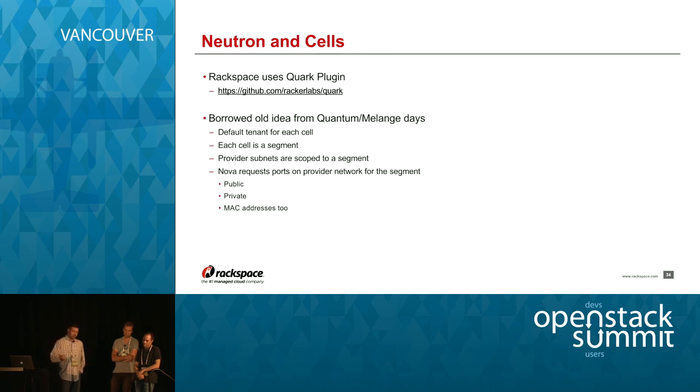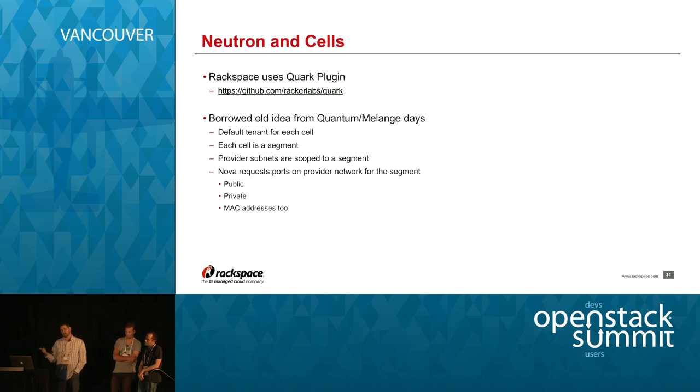So, Neutron and cells. This will be the very highest level overview. Essentially, we have Neutron running, and we do run it with cells. That's largely based on the fact that we wrote the Quark plugin. The real drivers for the Quark plugin had a lot more to do with the fact that we have multiple provider networks per instance by default. We give them a public and a private internal network. Also, we bridge those straight to the outside, so when you get a public IP on your instance, it's not going through a firewall or something. It's bridged to the outside.